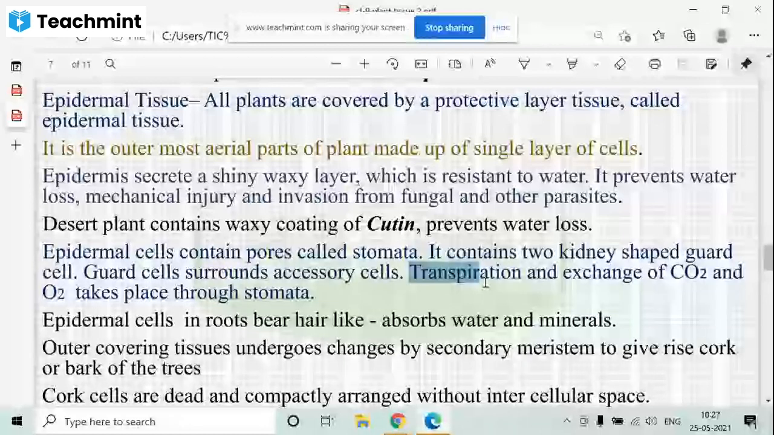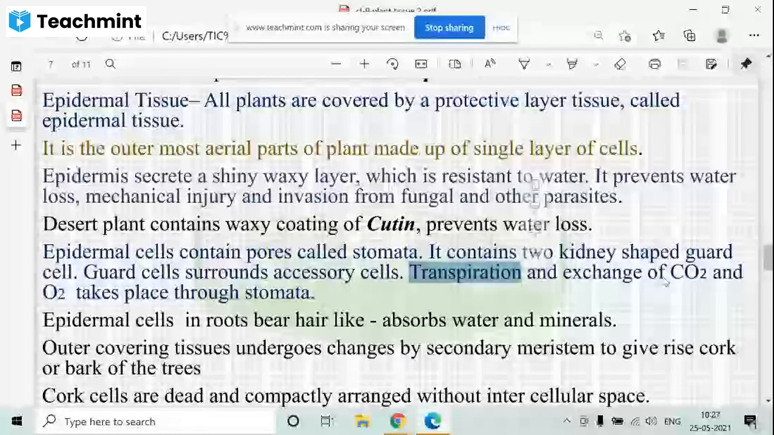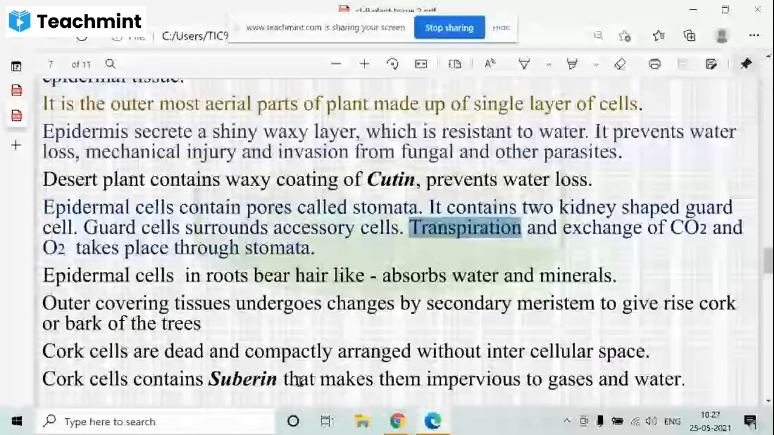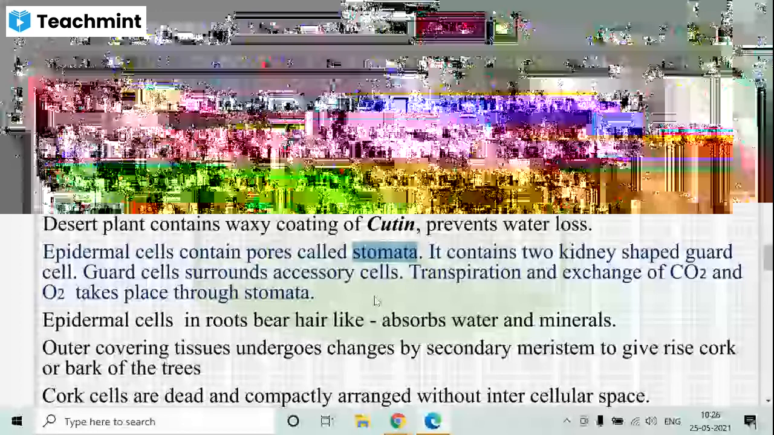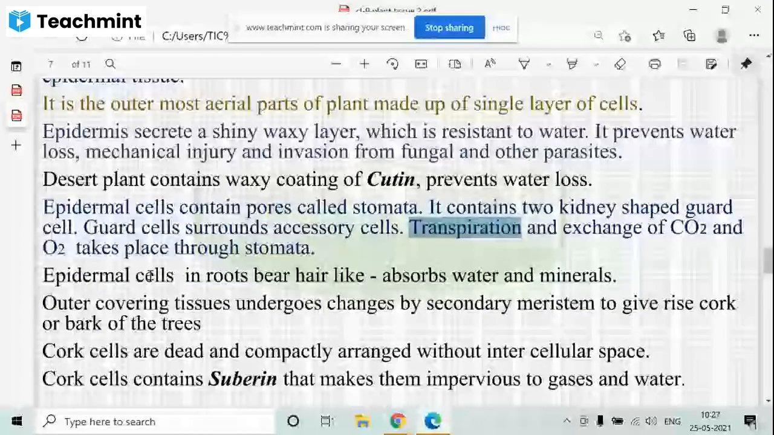Two things, the functions of stomata. Number one is transpiration, meaning water is lost from the guard cell in the form of vapor due to heat, and exchange of carbon dioxide and oxygen takes place through the stomata. Got it? Now this is the function. These stomata are found in epidermal cells at the top. Got it? Now, epidermal cells in the roots absorb water and mineral salts. These epidermal cells are present in the root hairs. Okay, these absorb water and mineral salts.